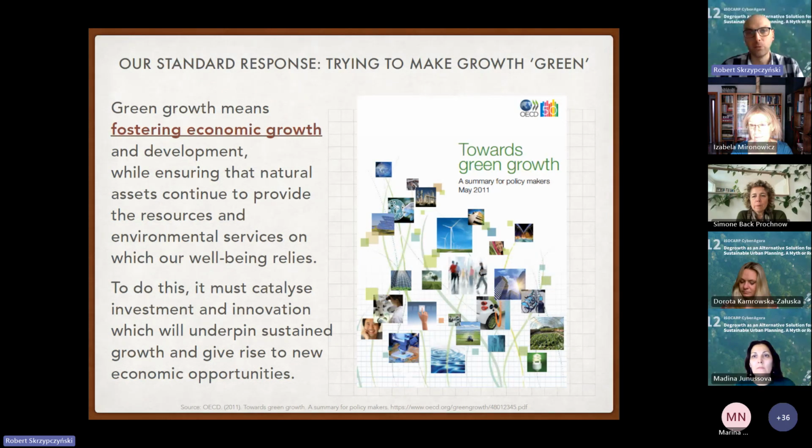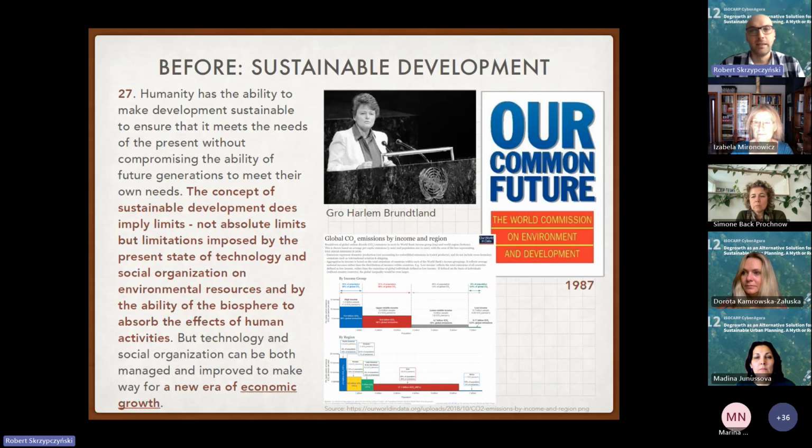response today: we can have economic growth while reducing our impact on the stability of Earth systems, such as the climate. In fact, if you go back to the idea of sustainable development, this is also very closely related, because in the original Brundtland report, you can see that the idea is that, yes, we have to reduce the environmental impacts, but we can have a new era of economic growth at the same time.